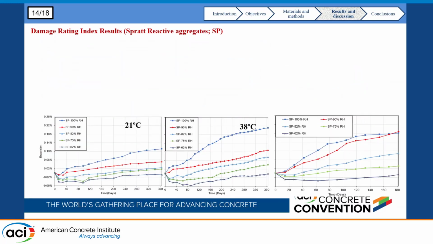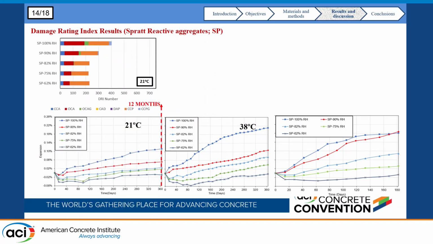Now, at the end of the test, we also tested some samples using DRI. At 21 degrees Celsius after 12 months of exposure, a significant increase in the cracks in the aggregate was experienced as compared to those stored at 60 degrees after 6 months. Actually, more than 40% increase in OCA was experienced even at low relative humidity conditions as compared to those stored at 6 months. This shows that even at very low moisture conditions, alkali silica reaction is ongoing.